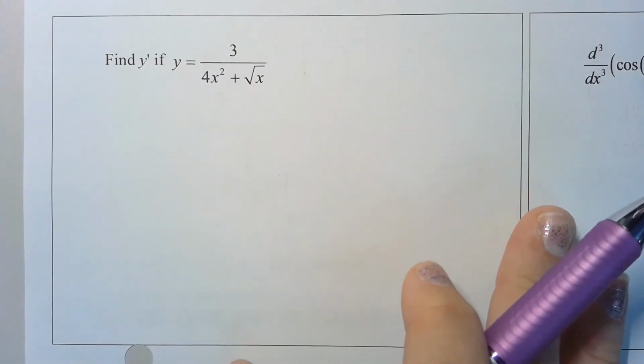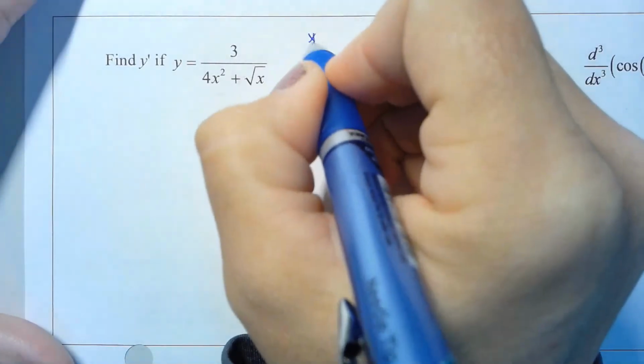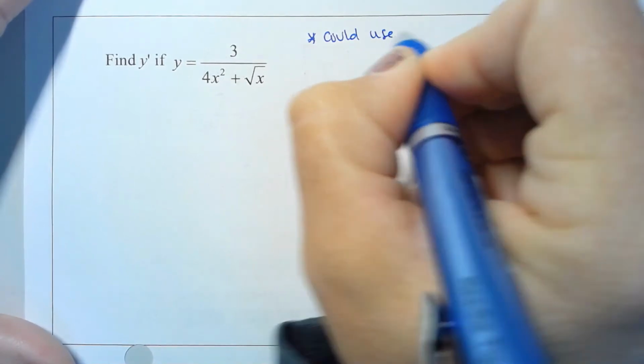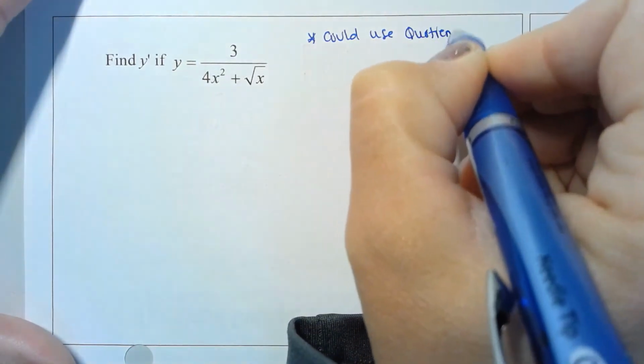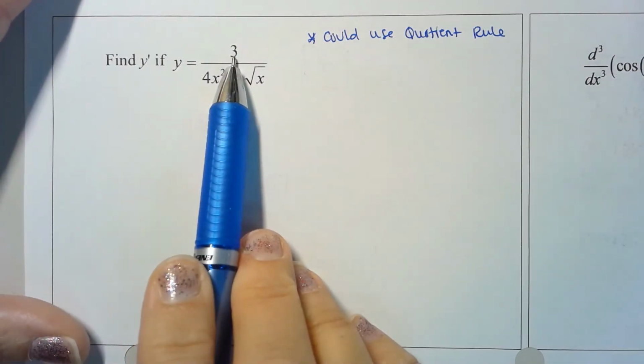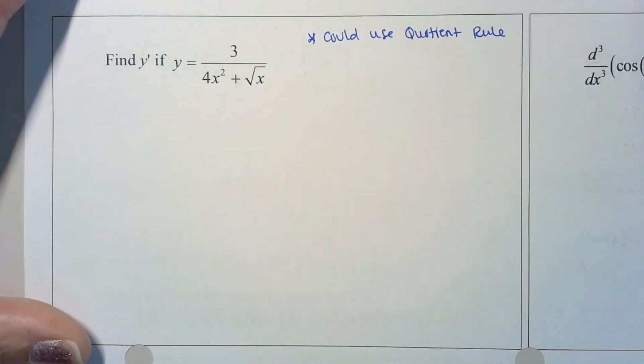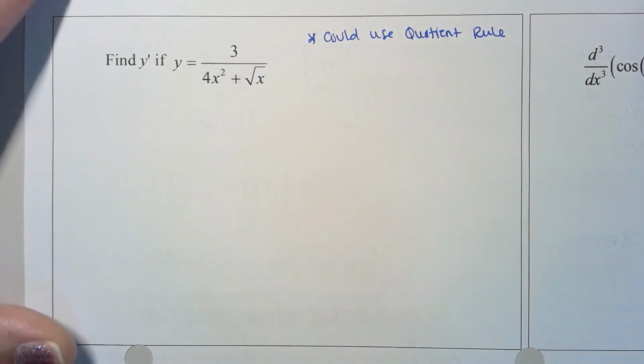Find y prime if y equals 3 over 4x squared plus radical x. Now, honestly, we don't need the chain rule for this. We could use the quotient rule. It's a quotient. I'll write that down. But here's what tells me I shouldn't have to use the quotient rule. My numerator is not a variable, right? It's just a constant, which means when I go to take the derivative of the top, I'll get 0. It's going to wipe something out. So it just almost seems like this quotient rule is too much.